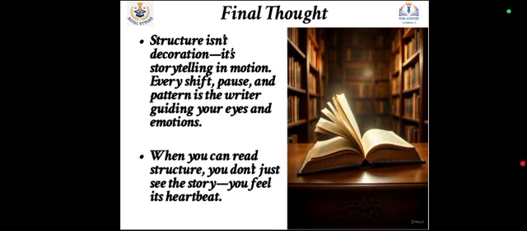Now for the final thought. Structure isn't decoration, it's storytelling in motion. Every shift, pause, and pattern is the writer guiding your eyes and emotion. When you can read structure, you don't just see the story, you feel its heartbeat.